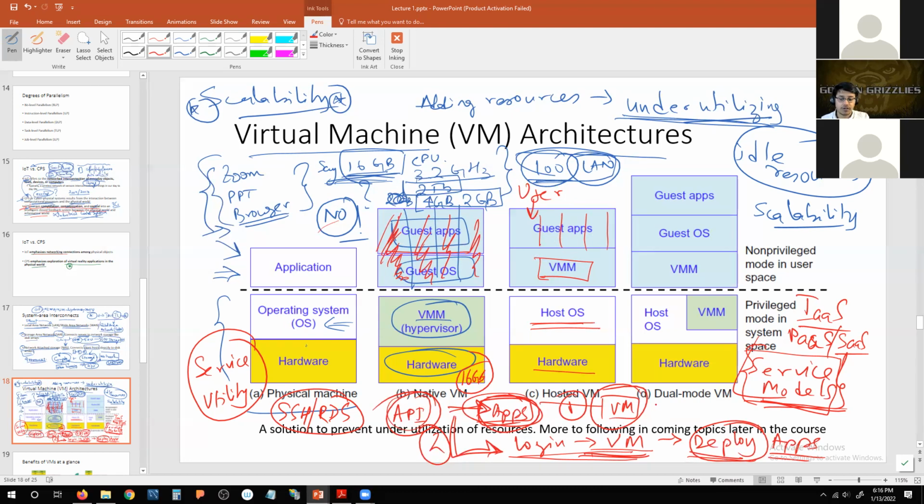Whereas in the dual mode, it's a combination of native VM and hosted VM, where you can have the virtual manager running here, but you can also run your own host. And then at the application level, you can create your own instances of virtualization by deploying separate operating systems.